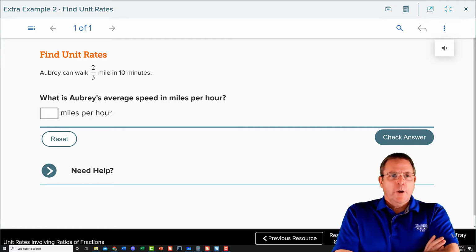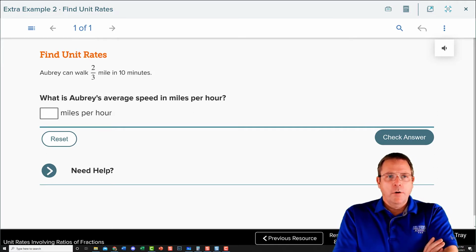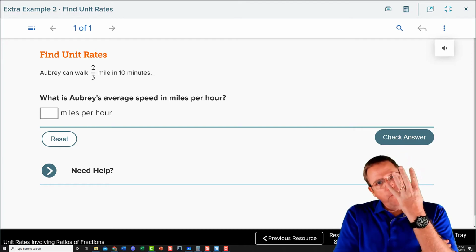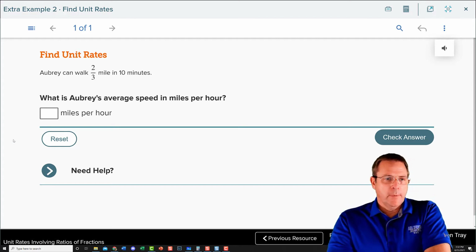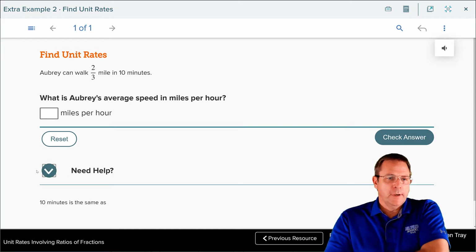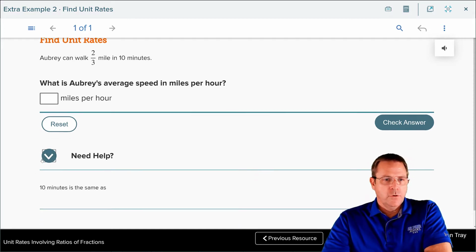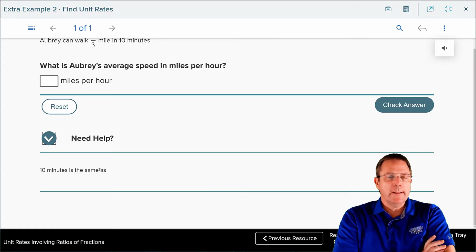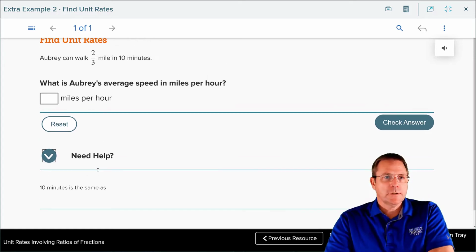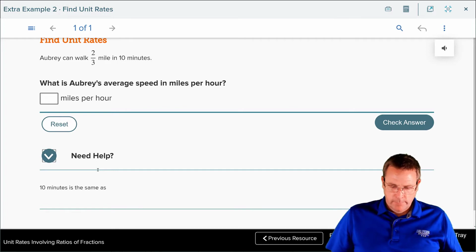Alright folks, this problem is totally on you. Pause the recording. You've got 4 choices on how to solve this problem. It's up to you to pick the one you want. Go ahead and knock it out. If you need some help, I'm going to leave a little tip up here for the need help so that you can say, 10 minutes is the same as what? Think about it. I bet you can solve the problem. Pause your recording.